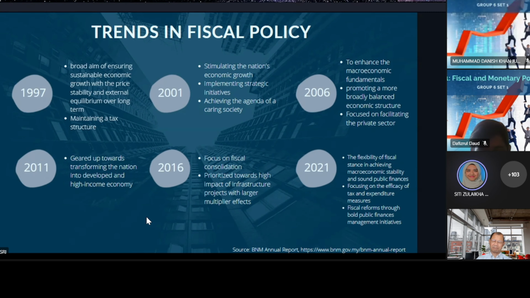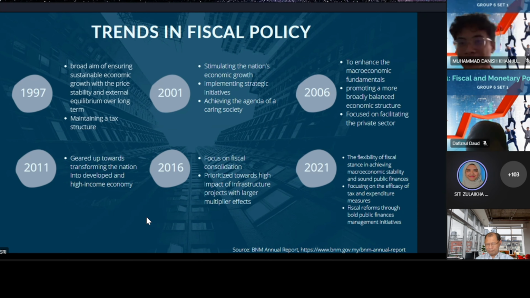economic structure. While in 2011, the fiscal policy was geared towards transforming the nation into a developed and high income economy by focusing on measures that facilitate and enable a higher level of private sector participation, providing resources to eradicate hardcore and urban poverty, and also to assist the poor and vulnerable groups by increasing home ownership.